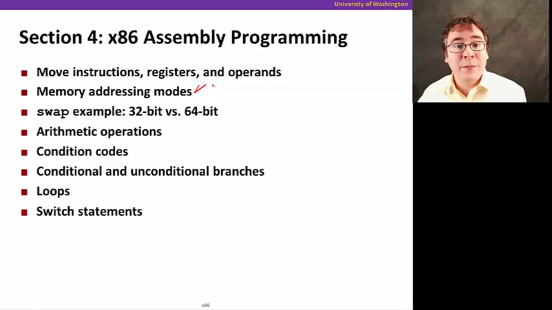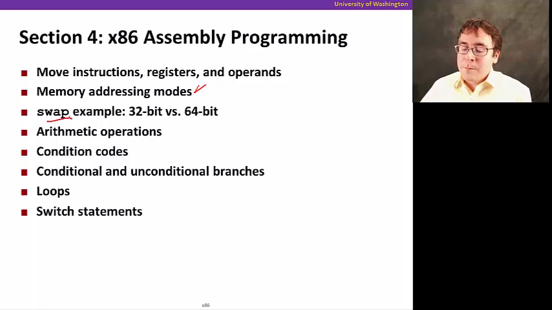Then we're going to look at an example called swap that just exchanges two pieces of data in memory, in both 32 and 64 bits. That's going to be an opportunity for you to see the difference between 32-bit assembly in x86 and x86-64. Then we're going to look at arithmetic operations, how to use condition codes, how to do branches, how to write loops with assembly. Then we're going to end with switch statements.